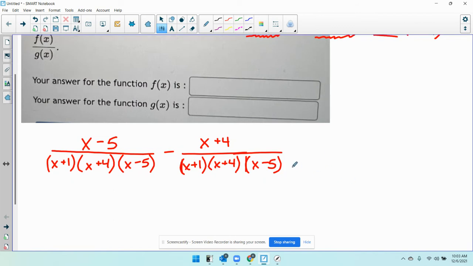So now I can combine the tops. I have x, don't disregard this, this negative applies to both things here. So I have x minus x, they cross out. I have negative 5 minus 4. That's negative 9 over this denominator.